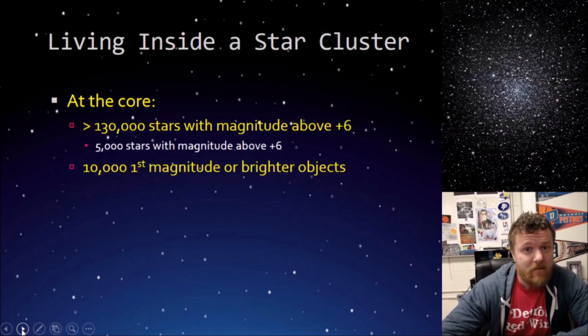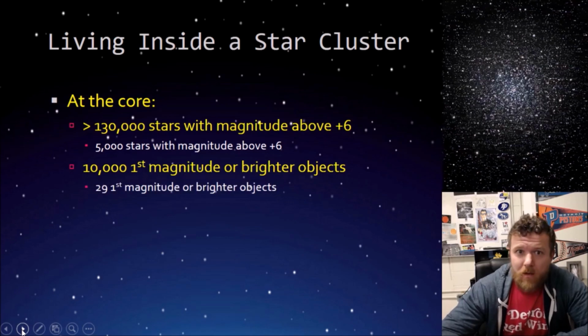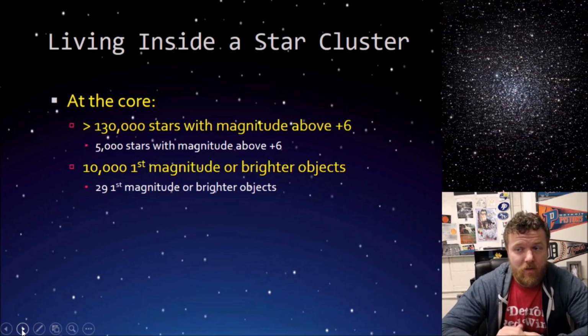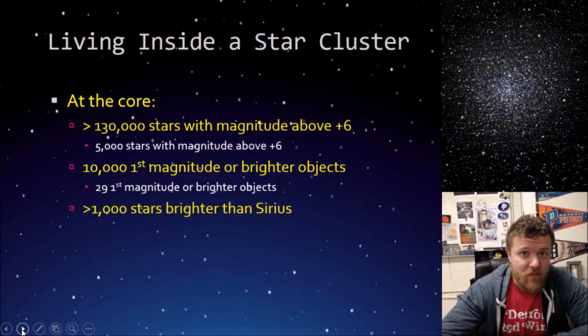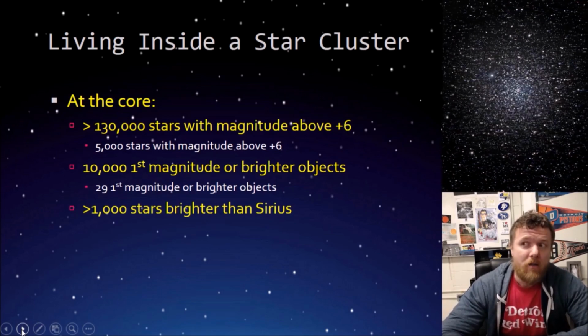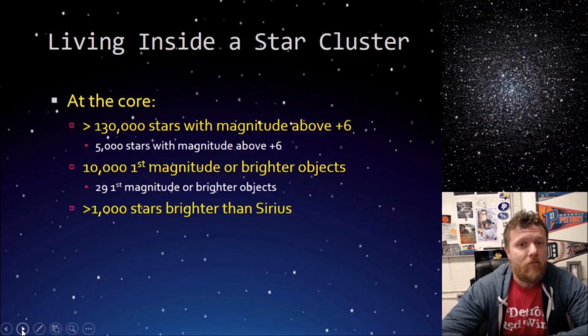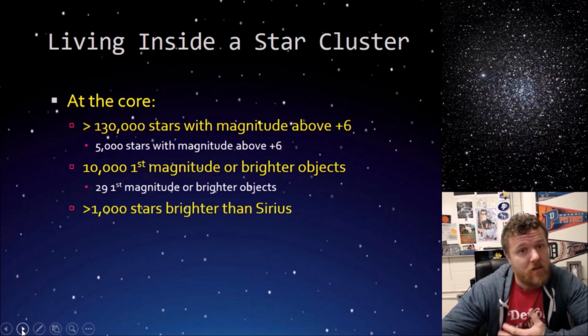We'd have about 10,000 or so that are magnitude 1 or brighter. Here on Earth, we have 29. So take the 29 brightest stars, and you would have about 10,000 of those. There'd actually be well over 1,000 stars that are brighter than our brightest star. So our night sky would look very different. There'd be a lot more stars, a lot more bright stars, because they're so close.